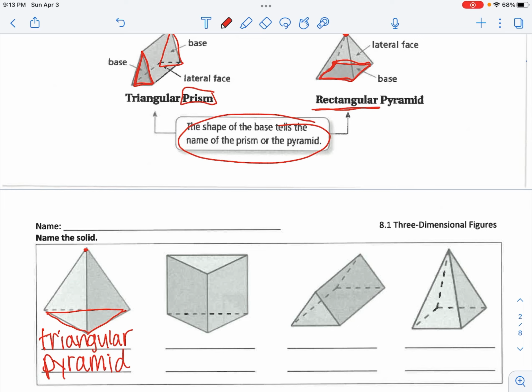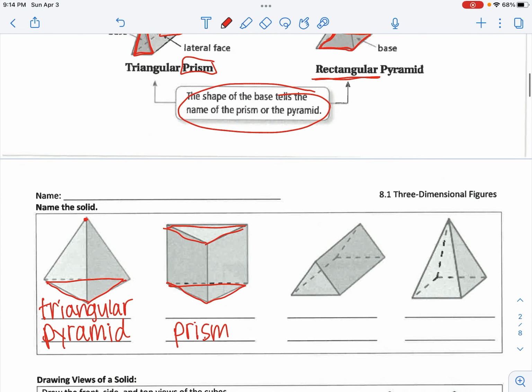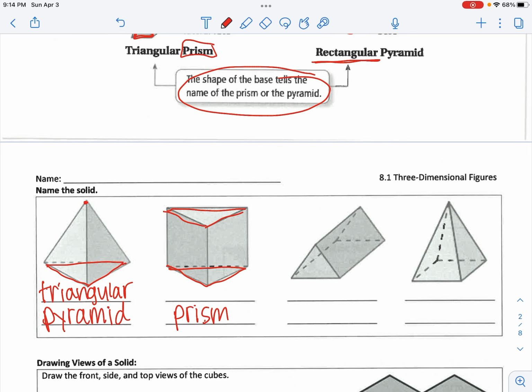This next one, I have to figure out what's my base, or what are my bases. So my bases, I have 2 triangles that are identical. So it's a prism, because we know that prisms have 2 identical bases, like this one. Then I have to decide, is it triangular? Is it a rectangular prism? Well, its bases are triangles, so this is a triangular prism. Now I want you to pause the video, try these next 2 on your own.